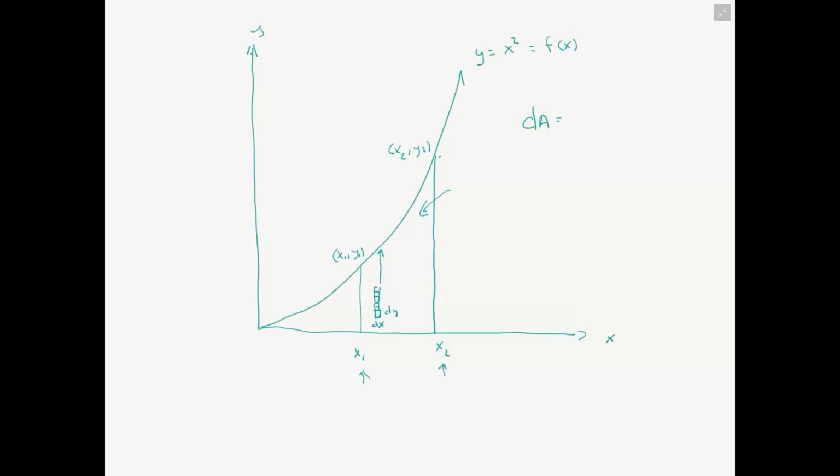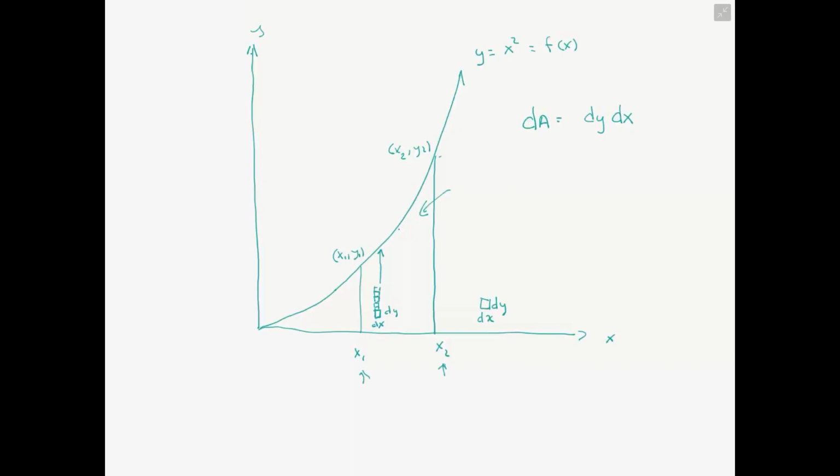And so what we write is dA equals dy dx. And that's basically one of these infinitesimally little areas, dy dx. And so now what we have to do is find the boundaries of integration.